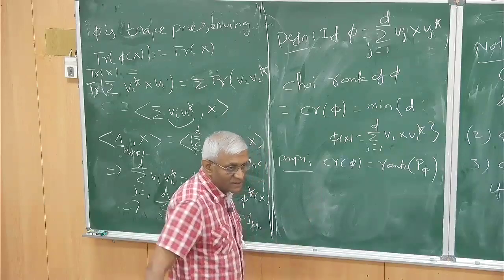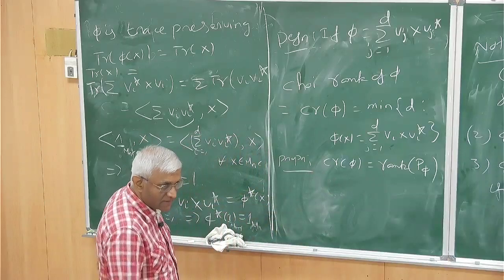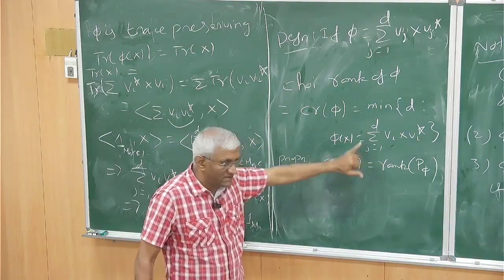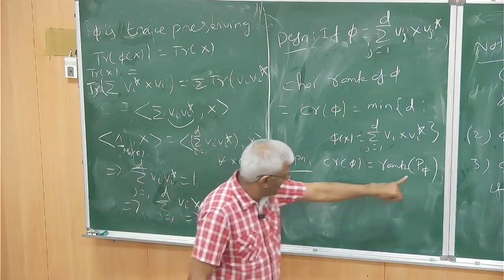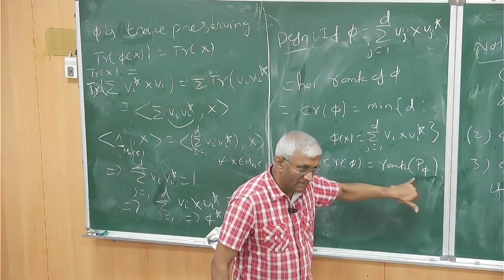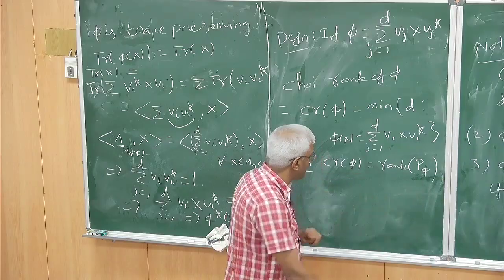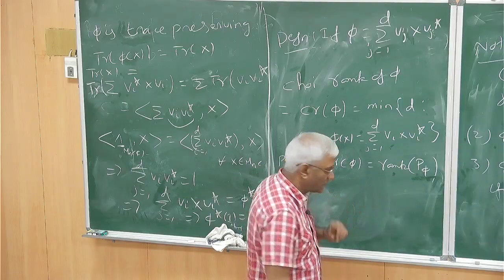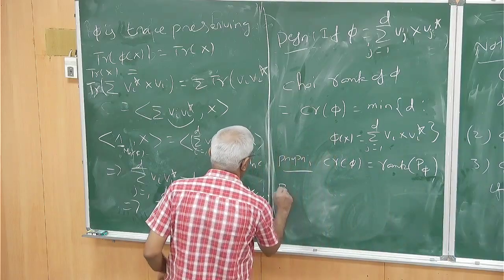Okay. So if we have a CP map, then we define the Choi rank to be the minimum of these d's required for this. Now we have an operator, a matrix P phi. The Choi rank of phi is the same as the rank of P phi. That's what we want to say. Okay. Proof of this.